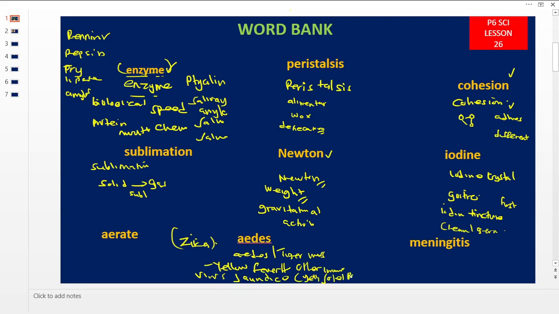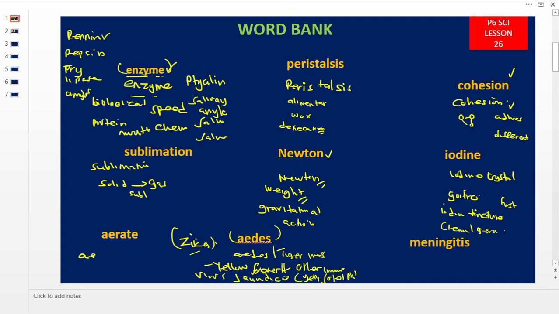the foot soles and also the palms, they become yellowish. The eyes are yellowish, the palms are yellowish, then the foot soles also become yellowish. That condition is called jaundice. So that is yellow fever, spread by the Aedes mosquito, caused by a virus called the Zika virus.